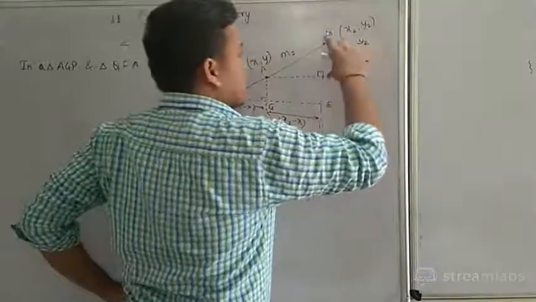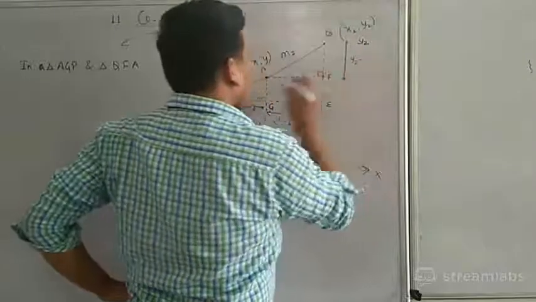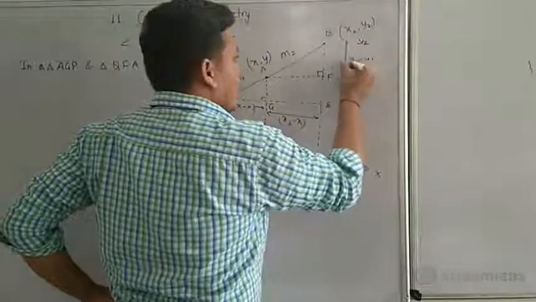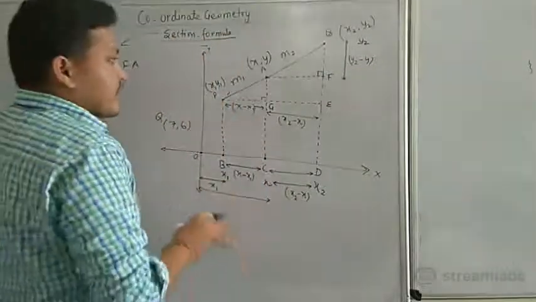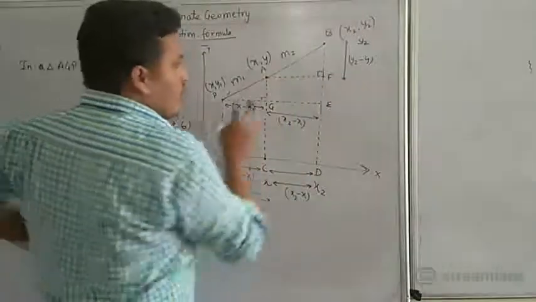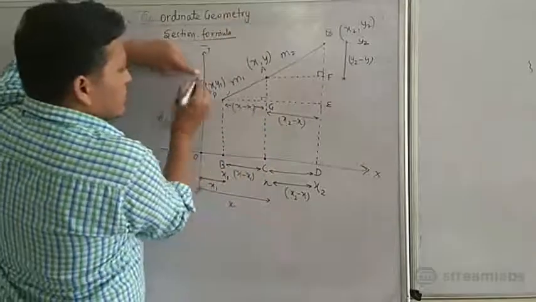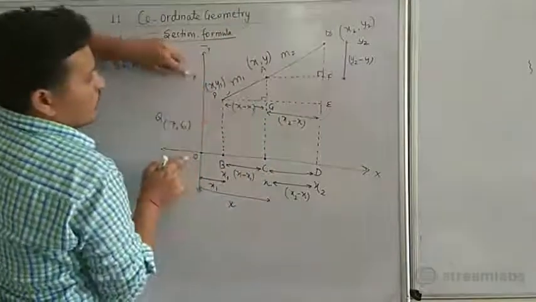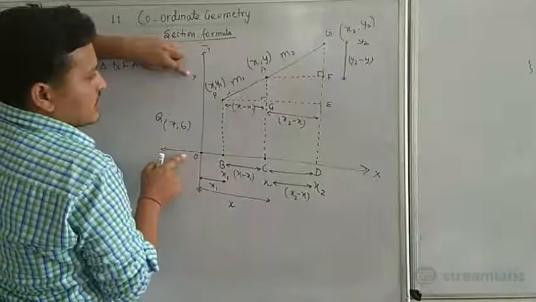The remaining distance, Q और F के बीच की distance कितनी हो गई? It is y2 minus y. Next, calculate this distance AG. AG के बीच की distance calculate करो. So A's coordinate is y. It means this point is y. So 0 to y total distance is y.